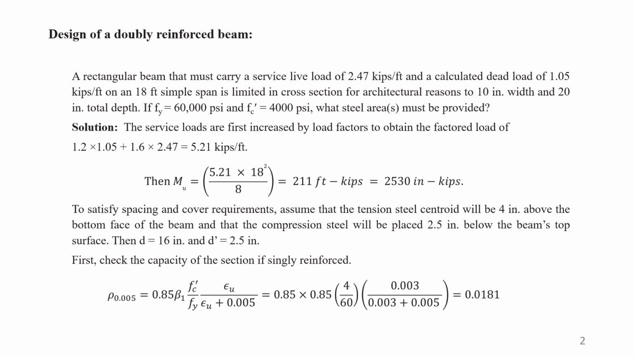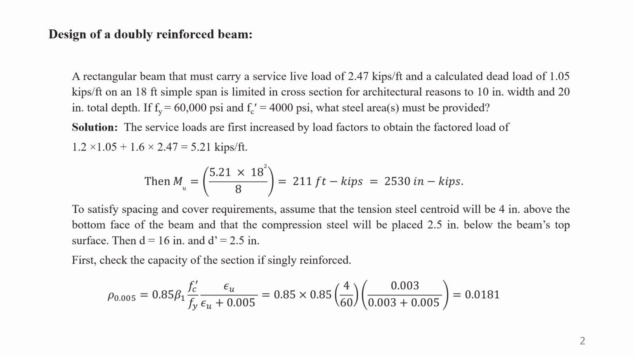And now we will go for the solution. First of all, we have to find out the factored load. The factor for dead load is 1.2 and factor for live load is 1.6. So if we multiply the dead load 1.05 by 1.2 and 1.6 is multiplied with the live load, that is 2.47, the total is 5.21 kips per feet.